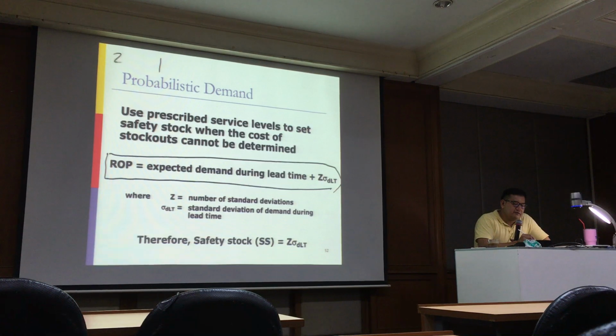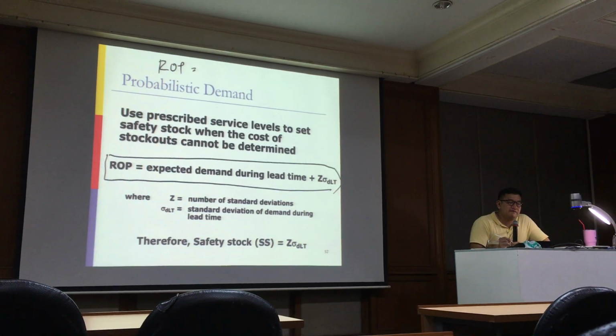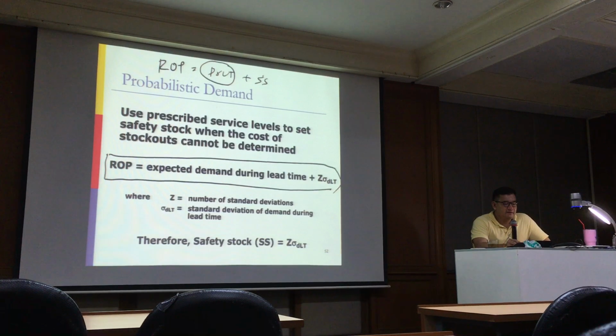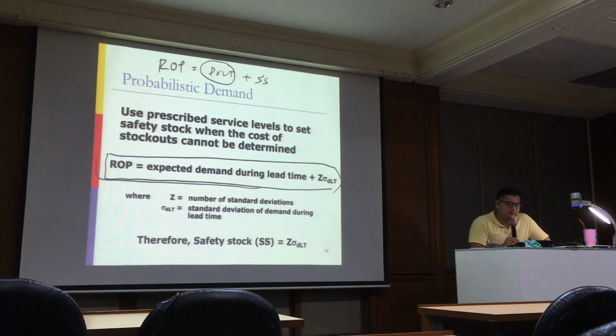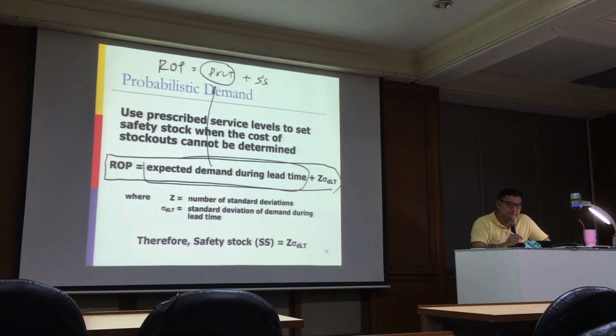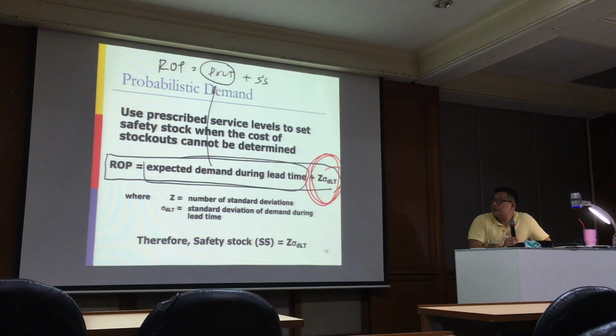Actually, as I mentioned, with the reorder point, when you try to find the safety stock, we're using demand multiplied by time, right? Plus safety stock, right? Demand multiplied by time here is the expected demand during lead time, the same. And what does it mean? It means that this term, the one that I'm circling in red color, this is the safety stock.